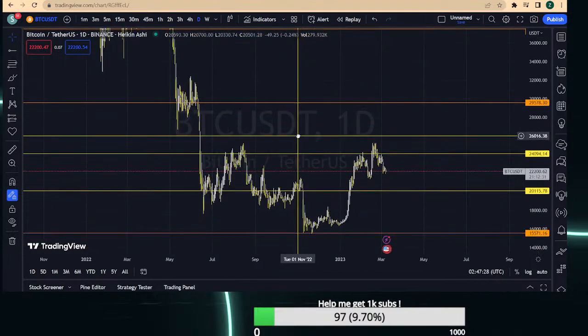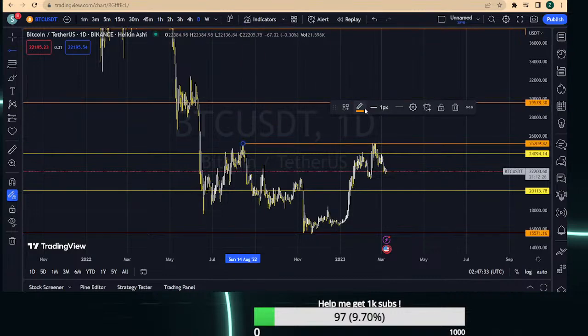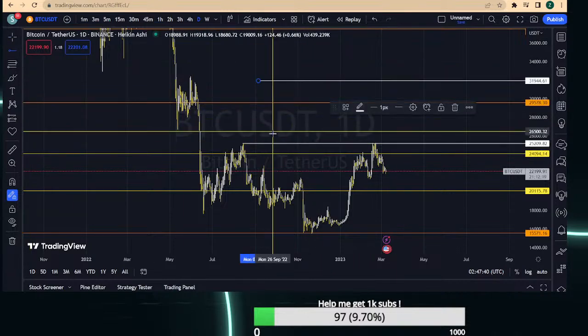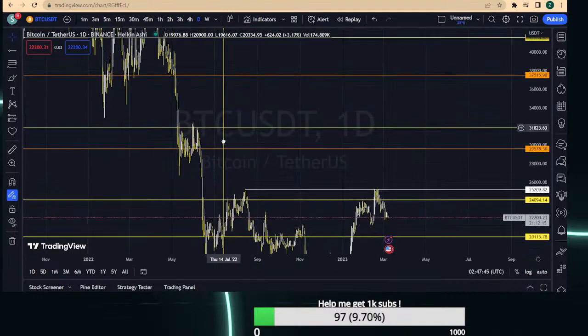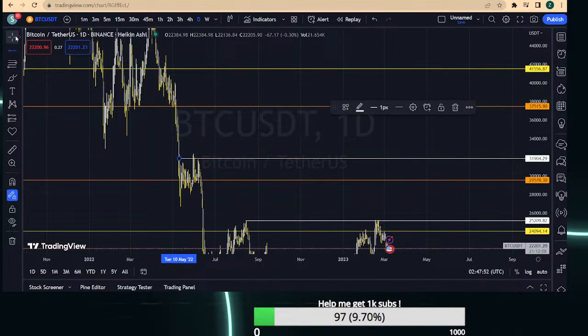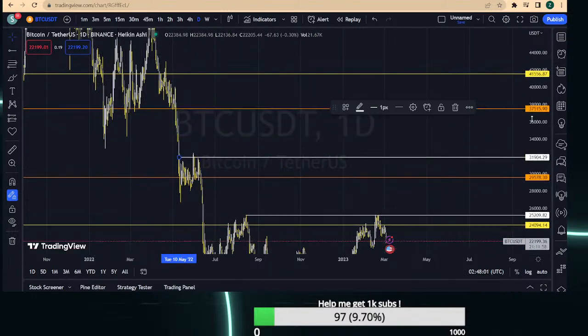And now we'll do our local tops in white. Come up. Local top here. So when you're doing your tops too, it doesn't have to be absolutely to the candle wick. You want to try to connect more than one. That way it's a little more confluent.